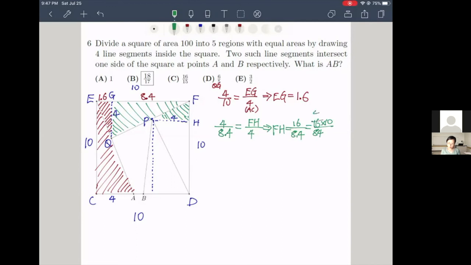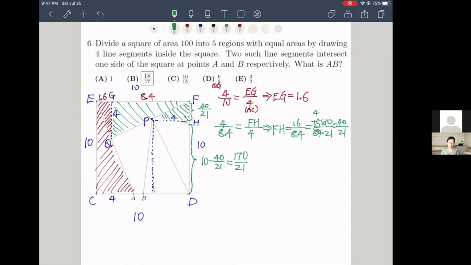And we cancel 4. Cancel 4 is 40 over 21. So this piece is 40 over 21. But because F, H, and HD add up to 10, that tells us that HD is 10 minus 40 over 21, which is 170 over 21. So HD and the height of FB are the same.